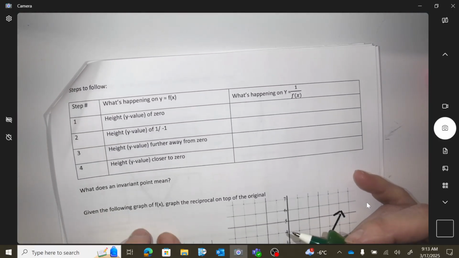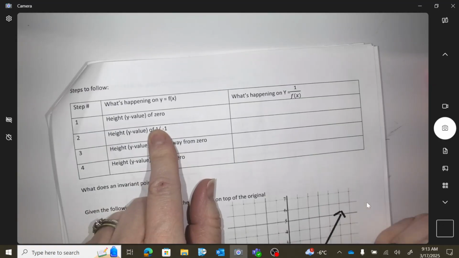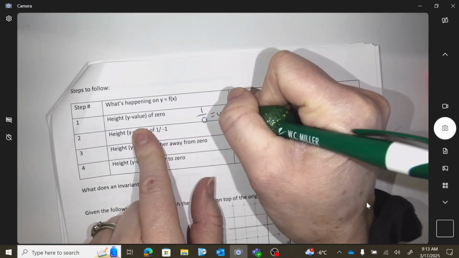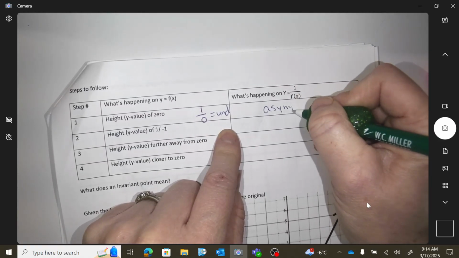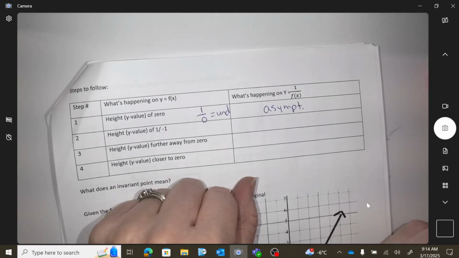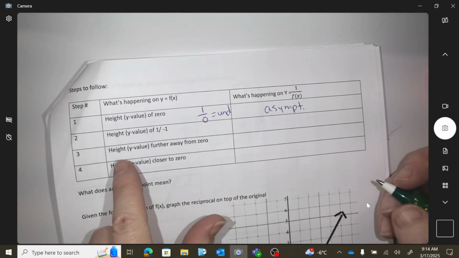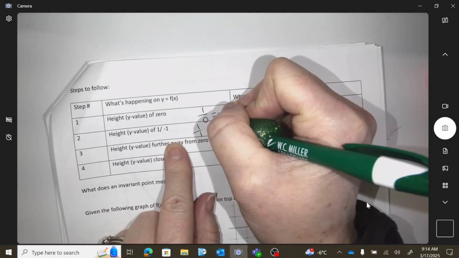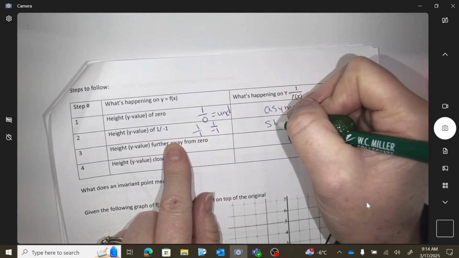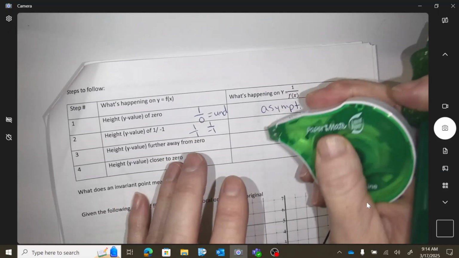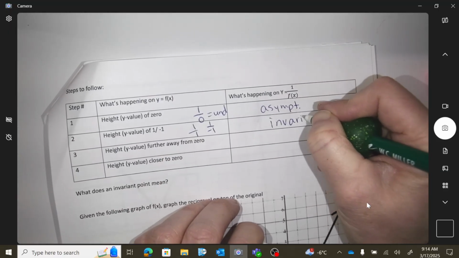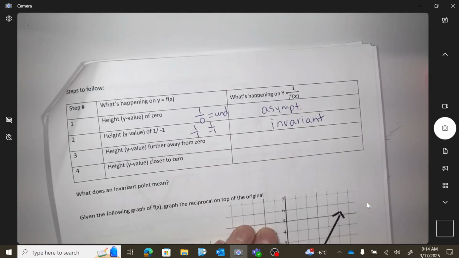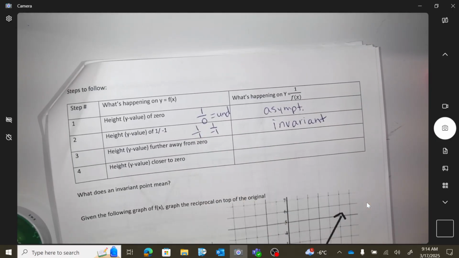So I always break it down into 4 steps. I always do the height of 0, because the height of 0 is important. It creates undefined, which creates an asymptote. So that's where I always start. The height of 1 and negative 1, that's where I go next, because it's invariant. Flipping 1, flipping negative 1, that doesn't change those numbers, so that would be invariant.